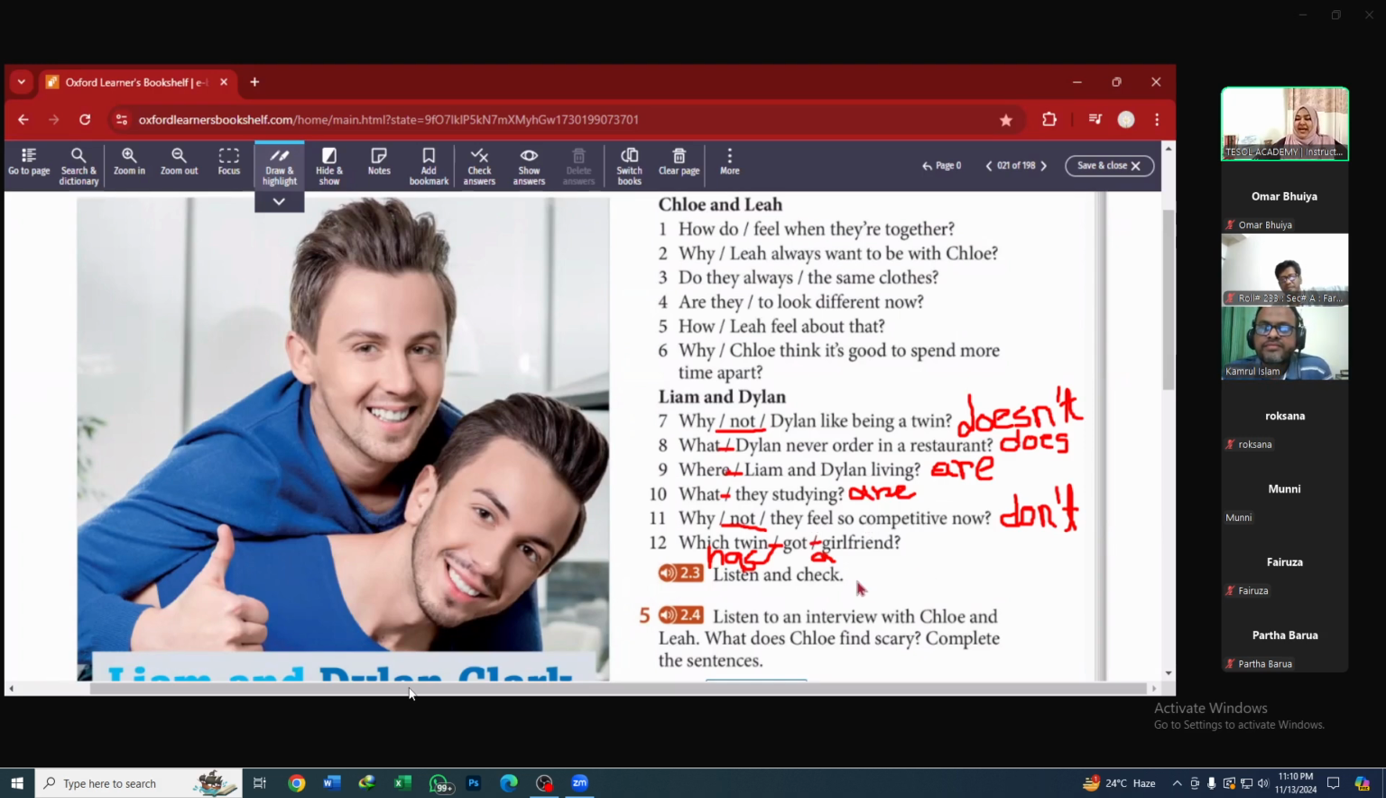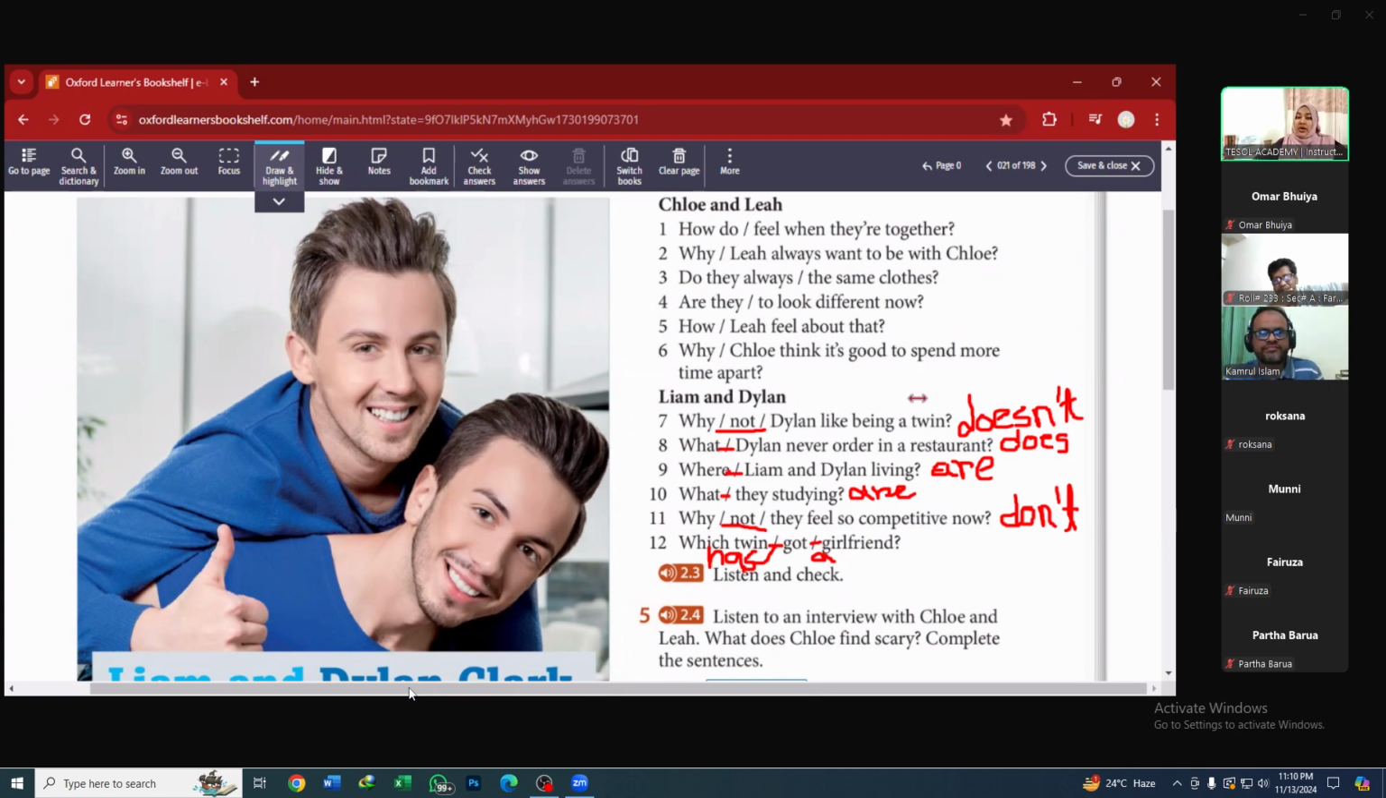Very good, Mr. Campbell. Last one. Which twin has got a girlfriend? Whom did I not ask? Miss Munni, right? No, I asked number 8 to Miss Munni. Whom did I miss? Okay, no problem. Miss Munni, you can say the answer. Yeah, Dylan has got a girlfriend. Very good. Dylan has got a girlfriend. Okay, very good. That was the correct answer.